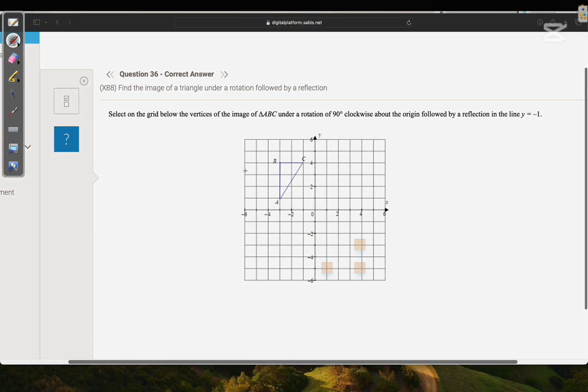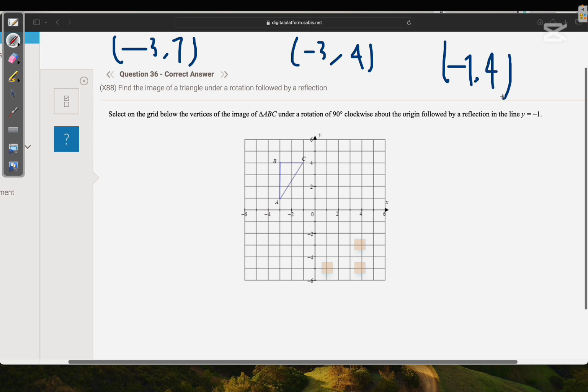So A is (-3, 1). B is (-3, 4). And C is (-1, 4). Okay, so first they want 90 degrees clockwise, which is (y, -x). Not here. (y, -x).